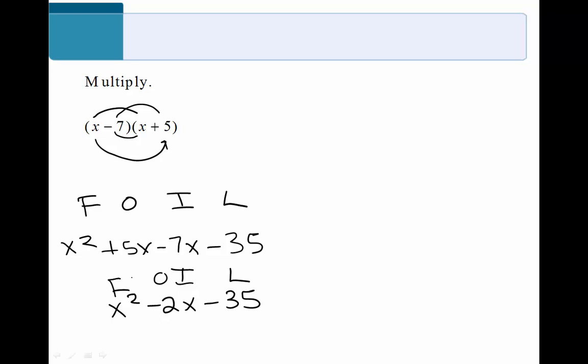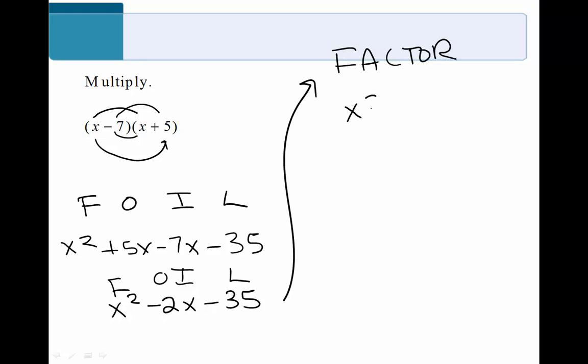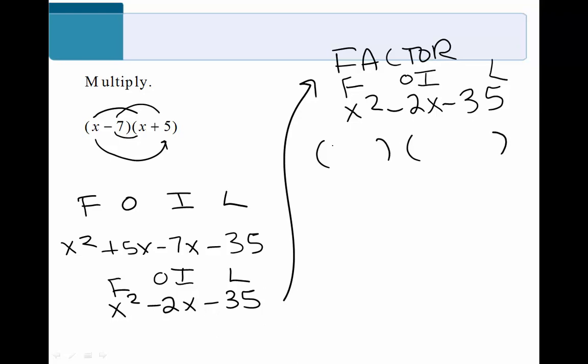So now if I were to factor this, x squared minus 2x minus 35, I recognize this is my F, this is my L, this is my O, and my I. So I put my F in place. X times x is x squared. I glance here and notice this is negative. That lets me know that down below my signs are going to be different.